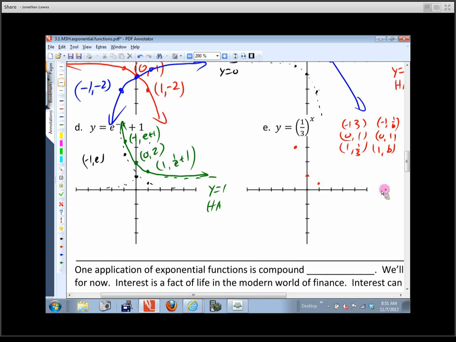Draw in the horizontal asymptote, y equals 0, runs along here, and hits those 3 points on its way up or down, however you want to think about it. Okay, any questions? Okay, you can do any of the graphing problems, all right?